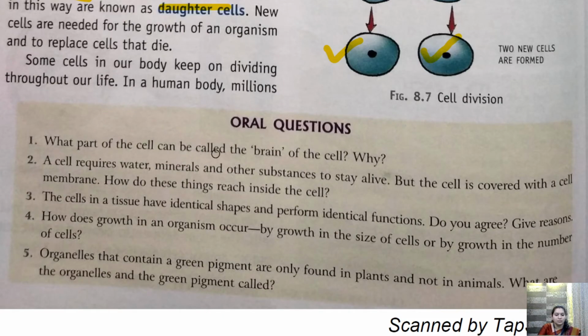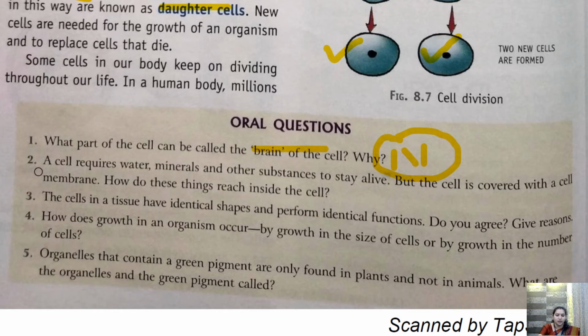Okay, so question number 1. What does question number 1 say? What part of the cell can be called the brain of the cell and why? Which part do we call the brain of the cell? Tell me. So we know that nucleus is called the brain of the cell, isn't it? Why is it called the brain of the cell? Because all the functions of cells are controlled in the nucleus. All the functions that a cell is performing are controlled by the nucleus. That is why it is called the brain of the cell.